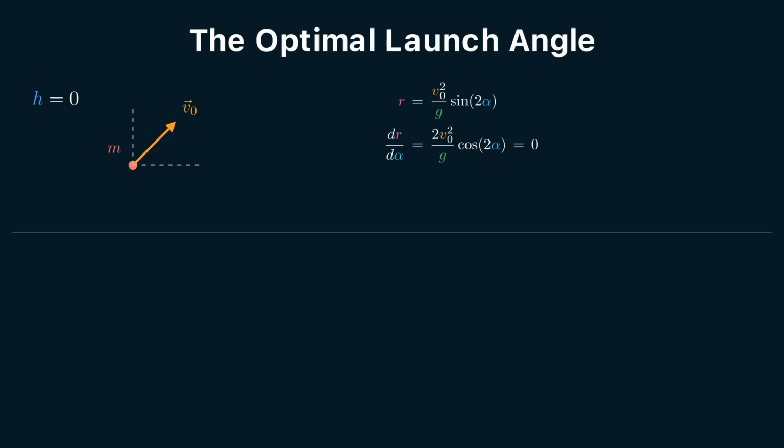We solve the last step by means of the mathematical technique of looking closely. When does dr by d alpha equal 0? That can only happen when the cosine of 2 alpha becomes 0. And when is cosine 0? Well, at 90 degrees. If 2 alpha has to be 90 degrees, then alpha itself has to be 45 degrees. Makes sense, right? Okay, now for the general case, h is not equal to 0.